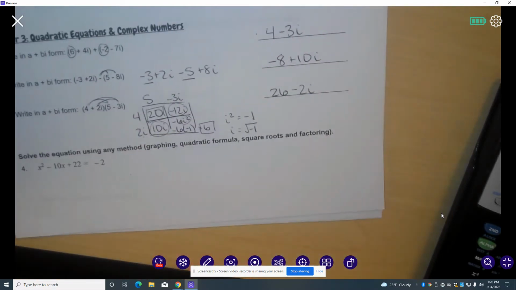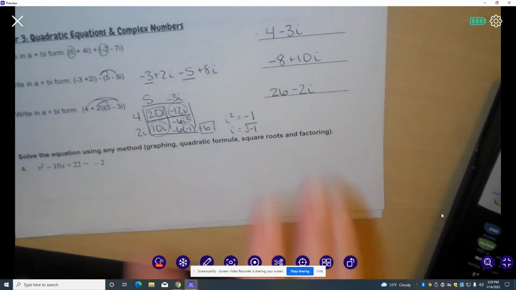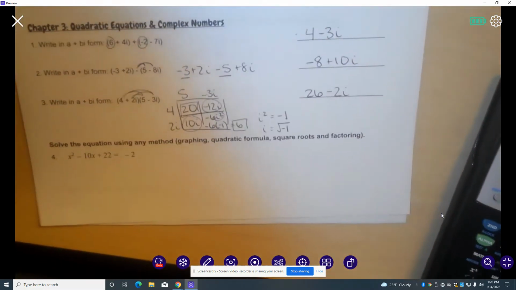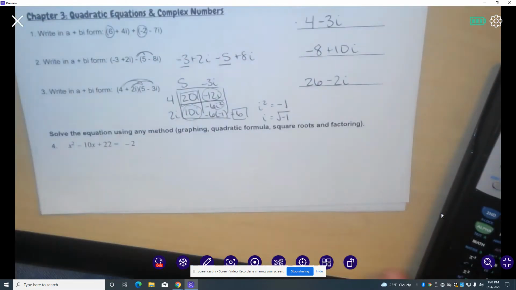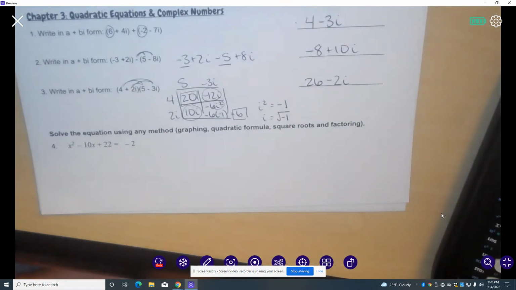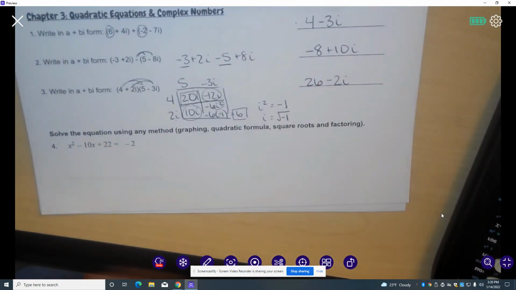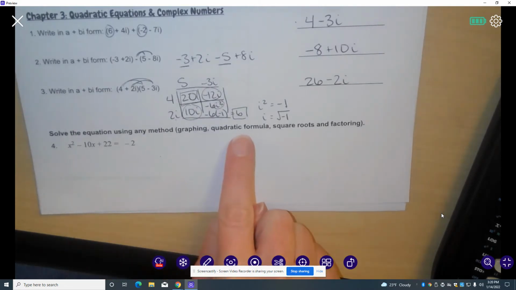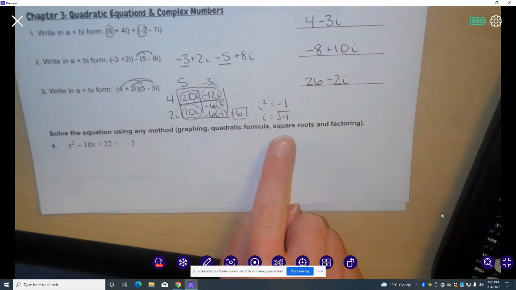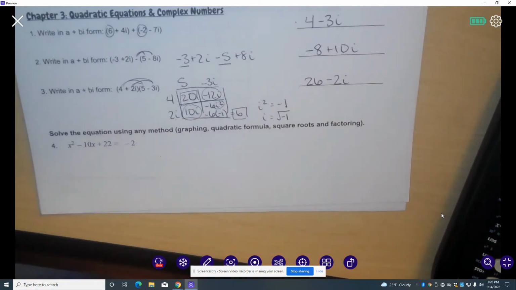This video will cover problems 4, 5, and 6 for chapter 3 in the final exam review. So these next 3 problems, you are solving a quadratic equation, and you have to decide which method you'd like to use. Some you can use all the time, like the quadratic formula. Some you can use just some of the time, like using square roots or factoring or graphing.